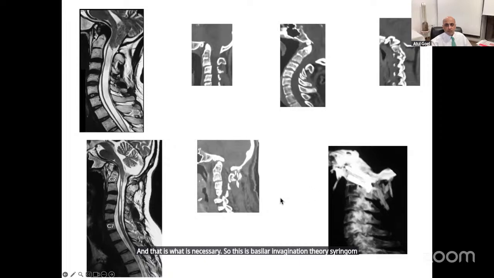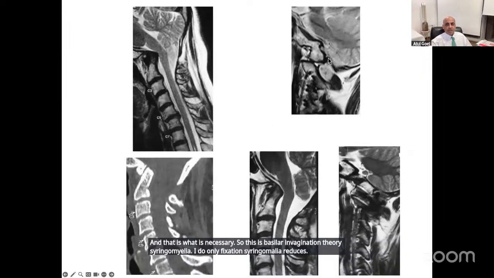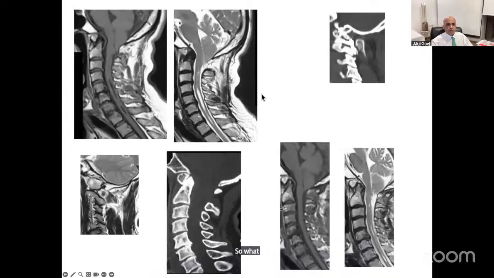I do only fixation, syringomyelia reduces. Chiari, see the unstable, I do only fixation, tonsil goes up. So you please see the issue which the whole world will do, foramen magnum decompression. So what I am giving you is a different version of craniovertebral junction.